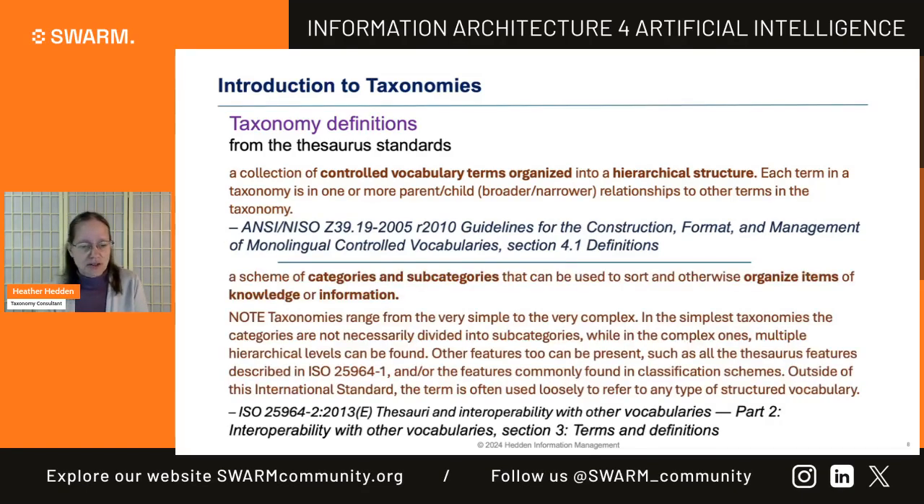There's another standard that's very similar, ISO, the International Organization for Standardization, has a standard for thesauri, and it defines a taxonomy as a scheme of categories and subcategories that can be used to sort and otherwise organize terms of knowledge or information. So this actually seems to represent that first approach that I referred to for taxonomy. So they overlap, these definitions.